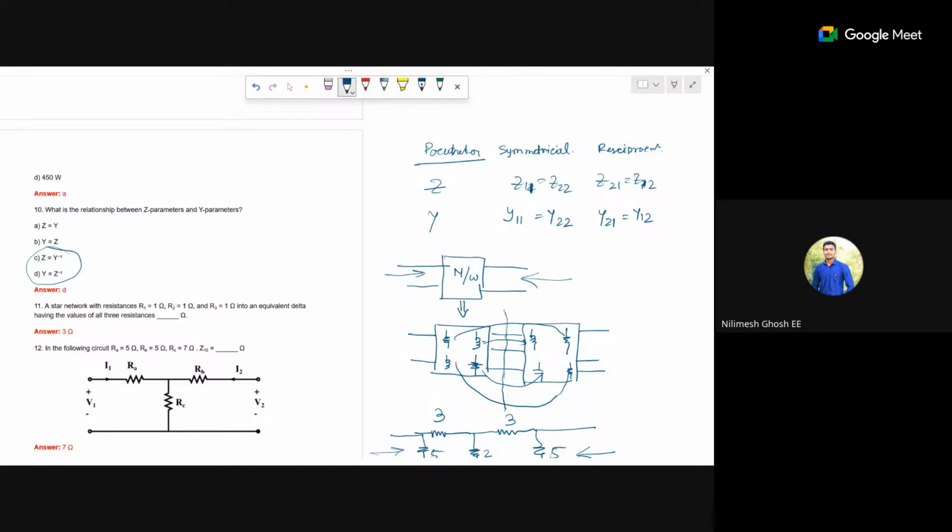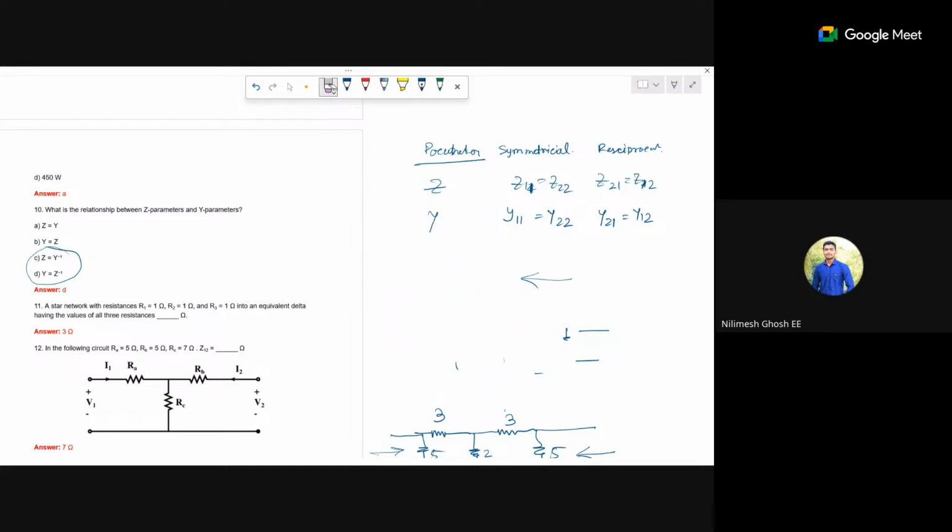So these are simple questions. A star network with these three resistances, converting star to delta. If you convert from star to delta or delta to star, how do the resistances change? How to calculate? Just tell me the procedure. Three is the right answer. What is the formula to convert?